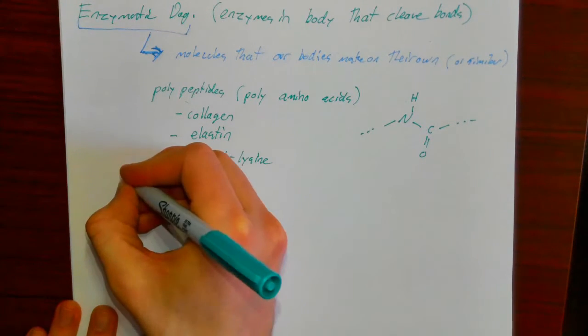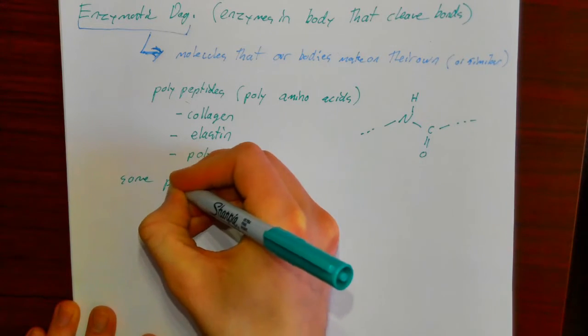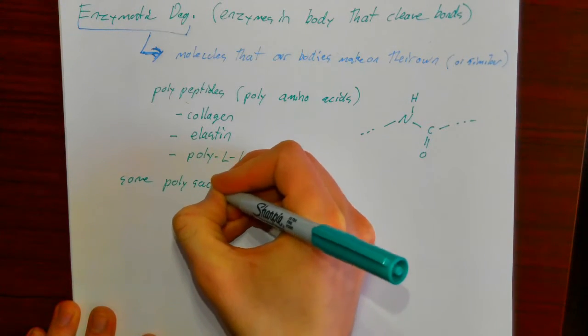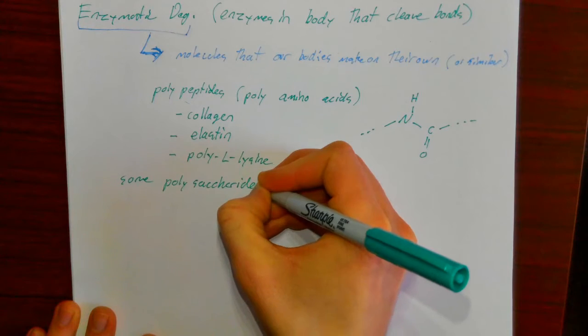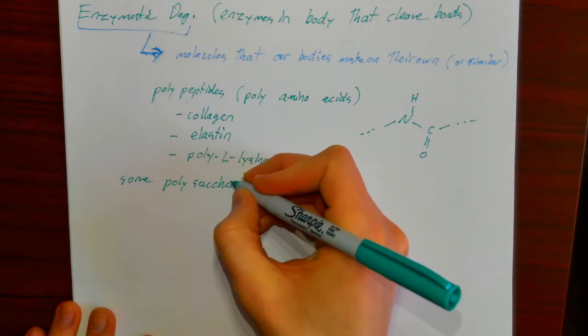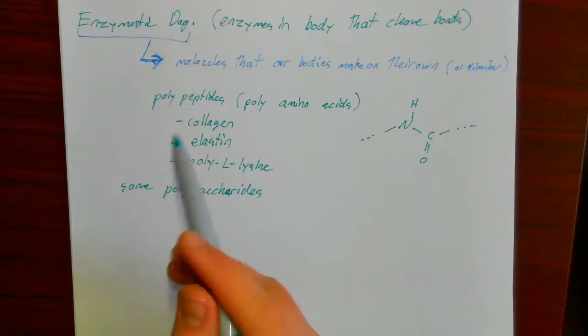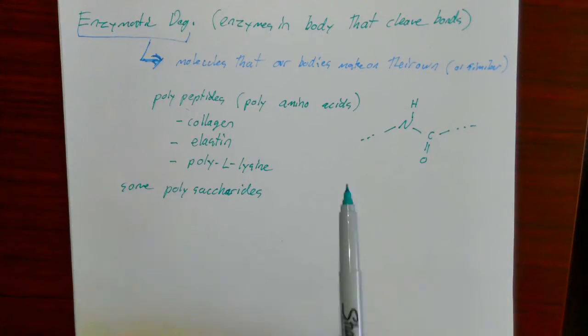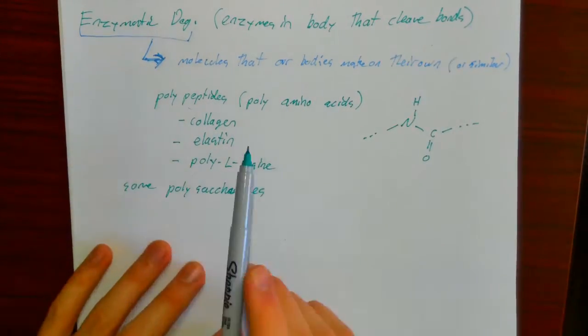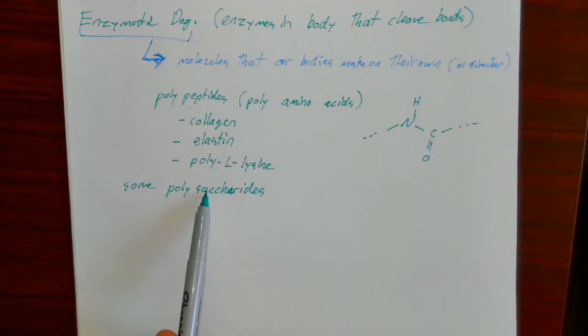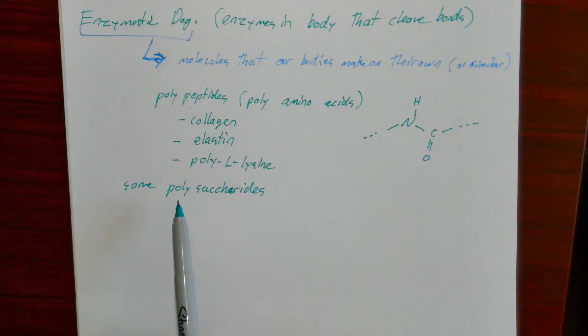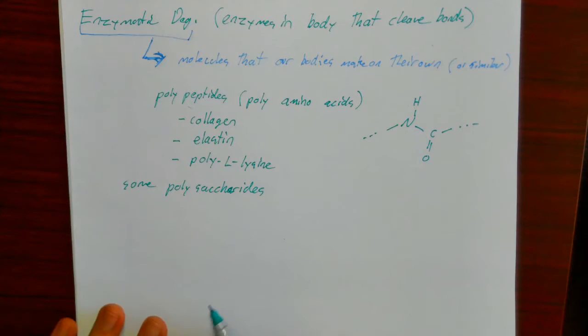Some polysaccharides degrade enzymatically. For example, the polysaccharides that exist already in our own bodies, right? It would be pretty silly if our body made polysaccharides but then had no way to break them down after they were no longer useful.